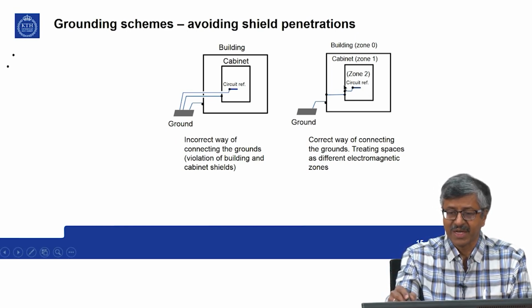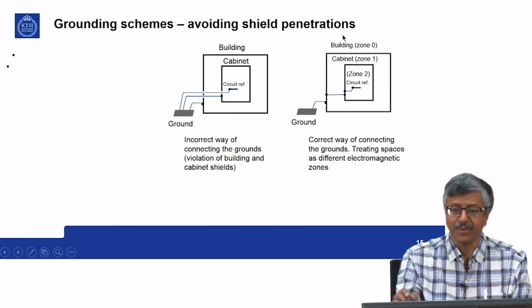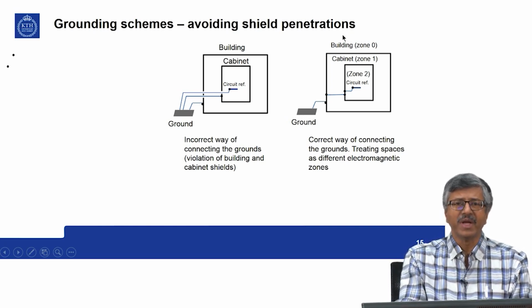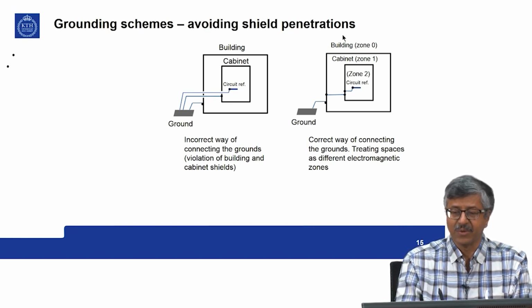Circuit reference is connected over here, confined to this zone 2. This cabinet is zone 1, these two are bonded together and zone 0. So you really have to have this thinking in terms of electromagnetic zones while designing these grounds.